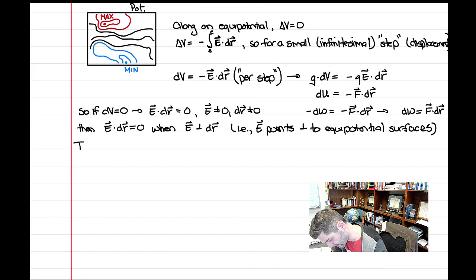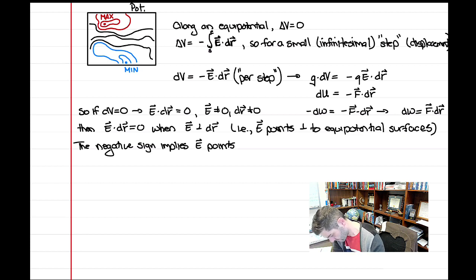The negative sign simply says that which direction does E point? It points from high to low. Implies that E points from high potential to low potential.